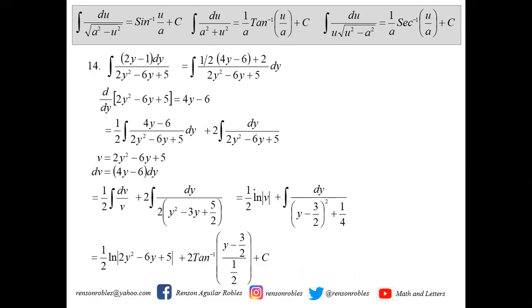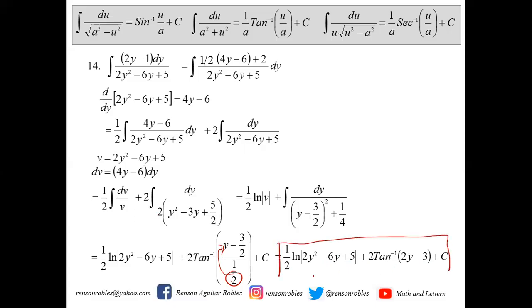So we have 1/2 ln of 2y squared minus 6y plus 5 plus 2 arc tangent of, then this 2 will be multiplied here. So 2 times y, that's 2y. Then 2 times 3 halves is 3. So this is the final answer: 1/2 ln of 2y squared minus 6y plus 5 plus 2 arc tangent of (2y minus 3) plus c. All right, and that's it.